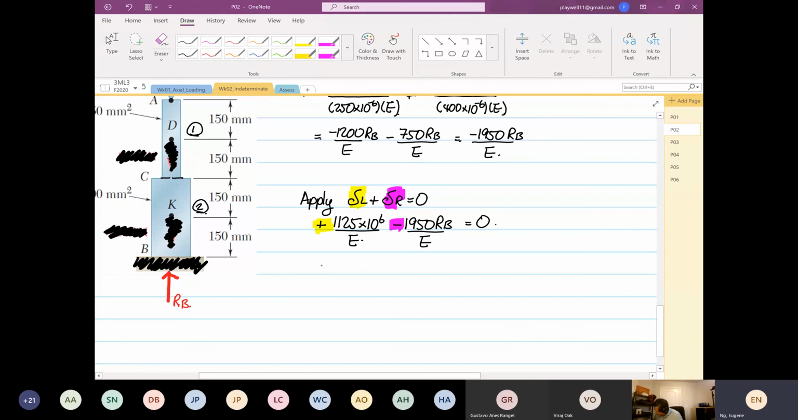Okay, so from here, we know that RB is equal to 1125 times 10 to the power 6 divided by the Young's modulus, divided by 1950. So the Young's modulus can be cancelled, can be factored out, so you don't need the Young's modulus. So this is equal to 1125 power 6 divided by 1950. So I get 576.923 times 10 to the power 3 Newton. And the answer is positive, so it's going what? Upwards. Okay.